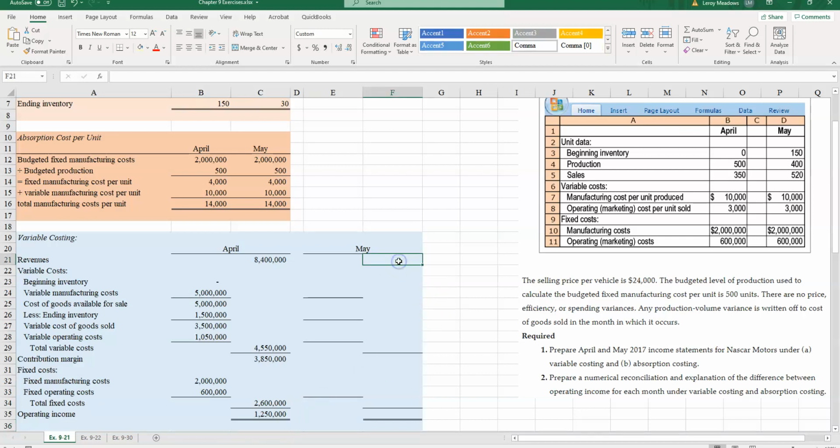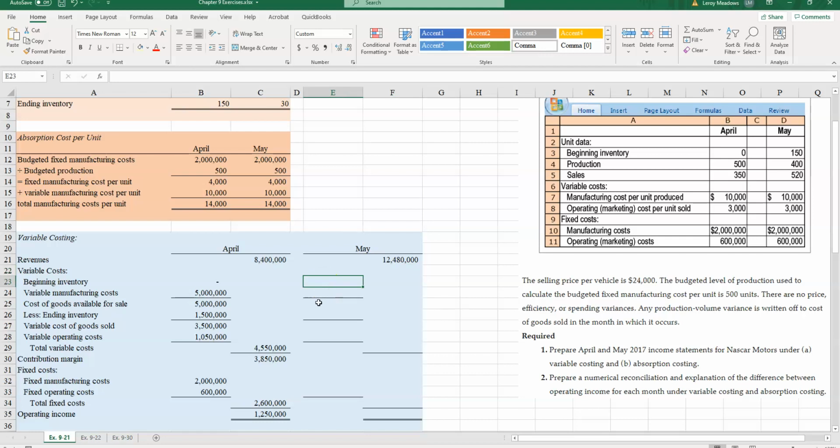Now, let's go ahead and do May real quick. May, what are my total revenues for May? Well, how many units did I sell? Well, I sold 520 units, so I did a lot better in May than I did in April. So May, I'm going to take my 520 units sold times what was my selling price per unit? $24,000. And that gives me $12,480,000.